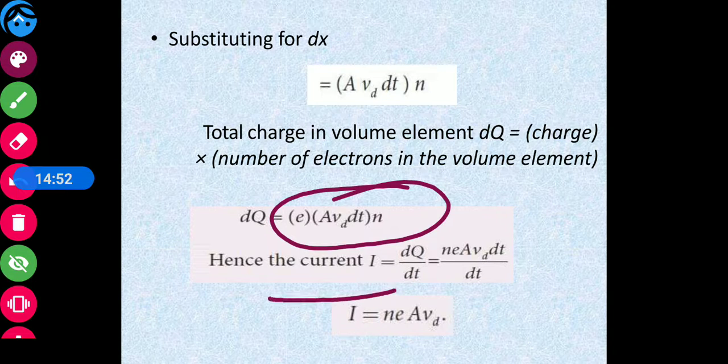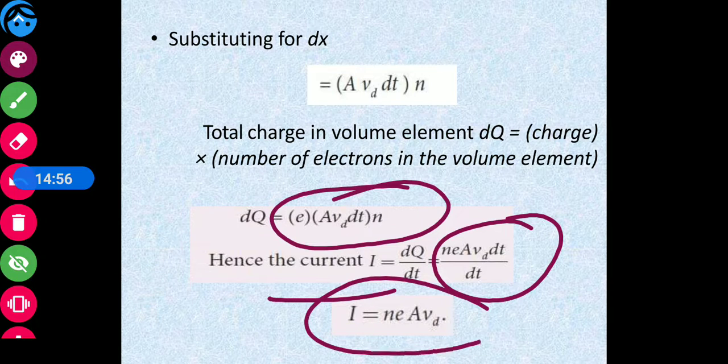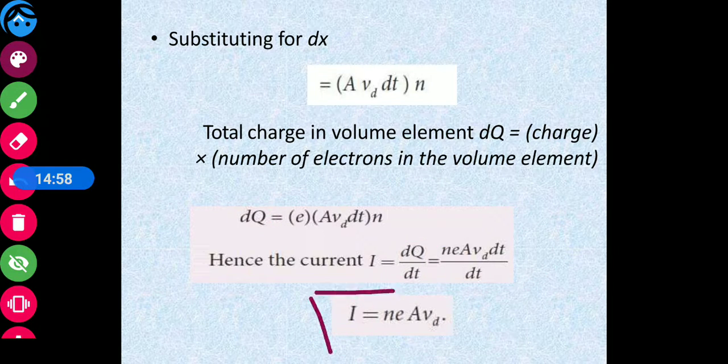So the current through this volume will be given by dq by dt, and by putting this value we get the relation I is equal to n e A Vd. This is a very important relationship between the current and the drift velocity.